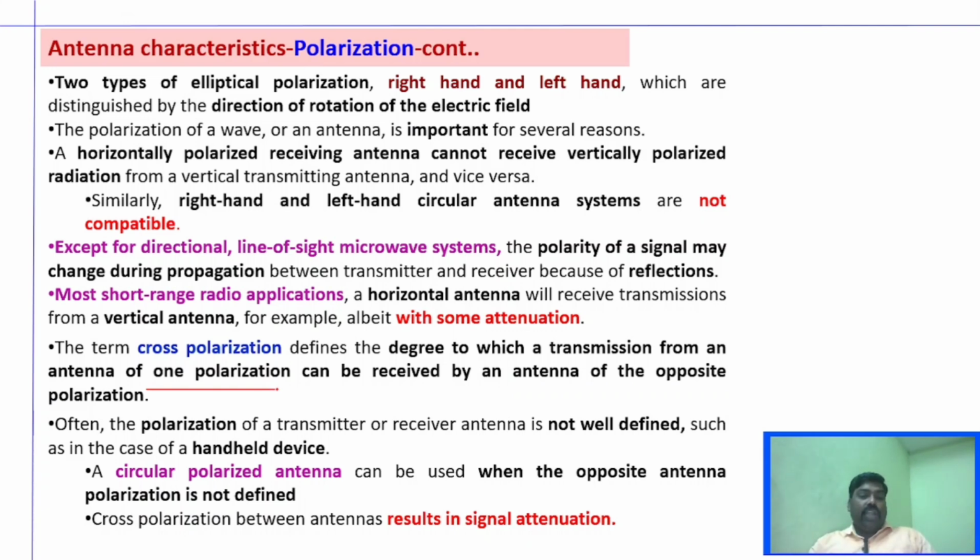The polarization of a transmitter and receiver is not well defined, such as in the case of handheld devices. A circular polarized antenna can be used when the opposite polarization is not known, right? Cross polarization between antennas results in signal attenuation, and we already said what cross polarization is. It is the ability of an antenna to receive the opposite polarized wave, right?